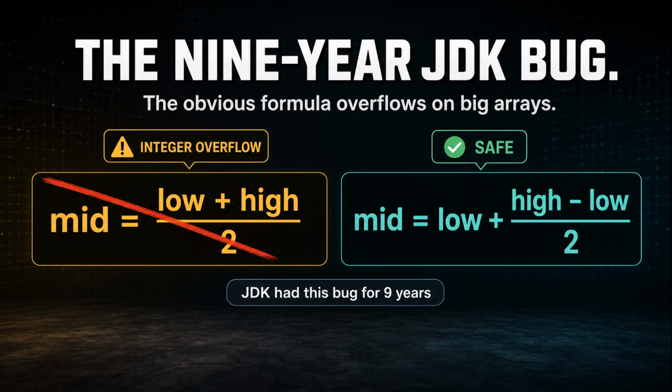The middle element calculation. It looks like low plus high divided by 2. Sure, that is the obvious version. It is also wrong on large arrays. If low and high are both near the maximum integer, low plus high overflows before the divide. Just like an analog odometer rolling past its maximum value and resetting to 0, the binary digits wrap around to a massive negative number. The JDK's Arrays.binarySearch had exactly that bug, and it shipped for 9 years before someone noticed.